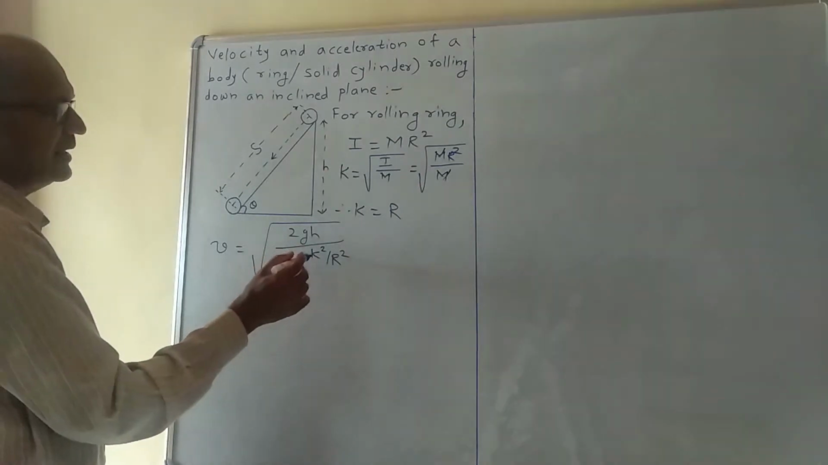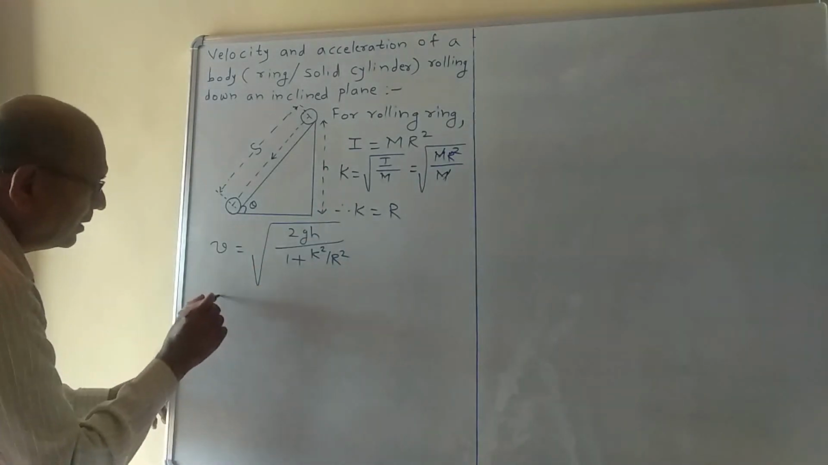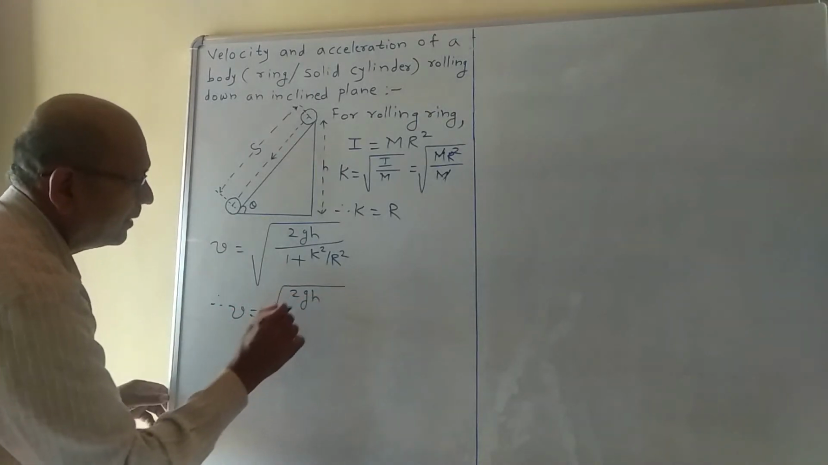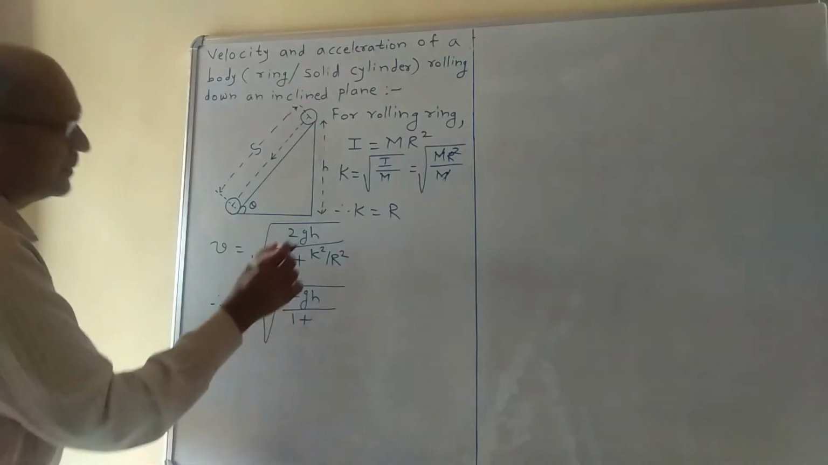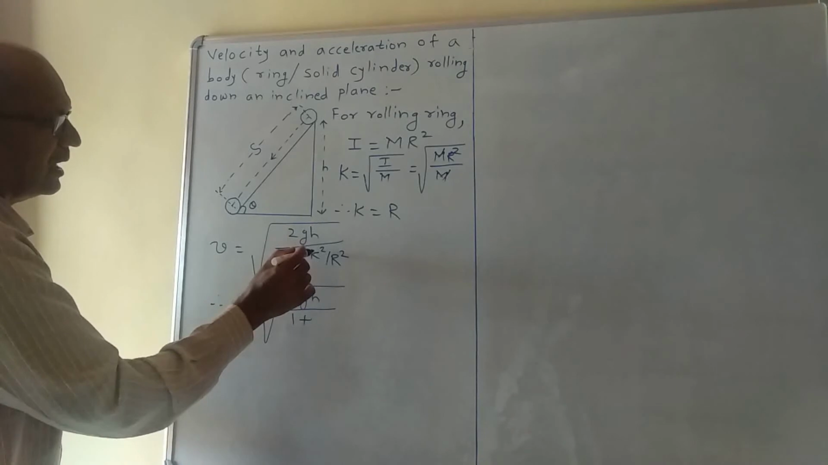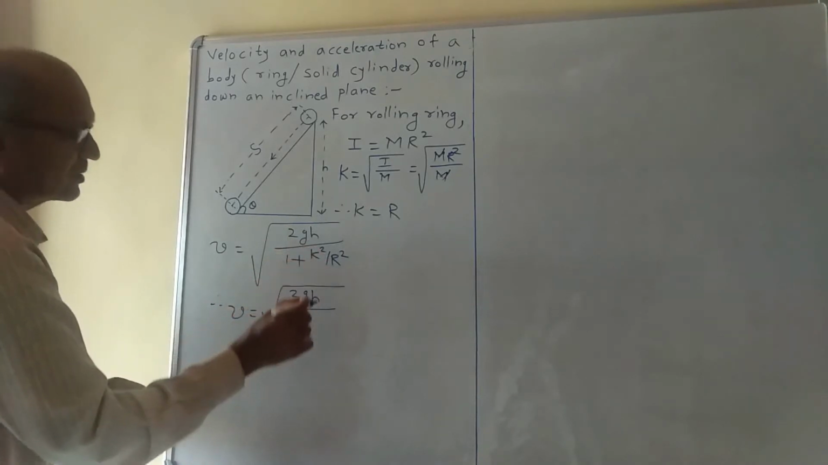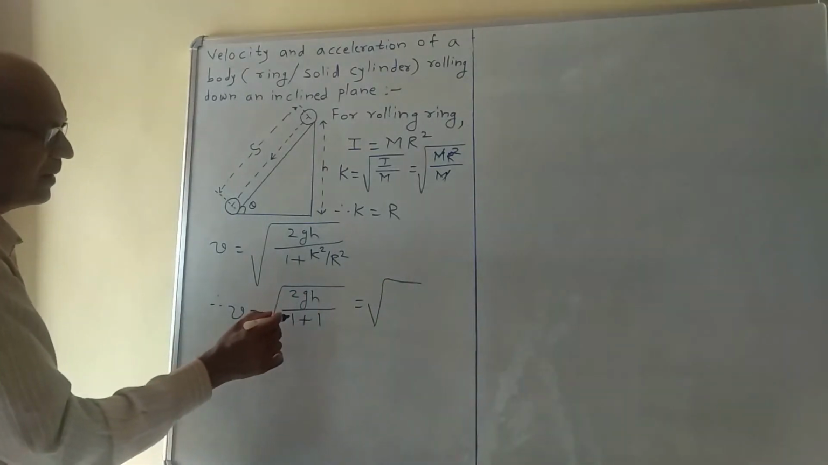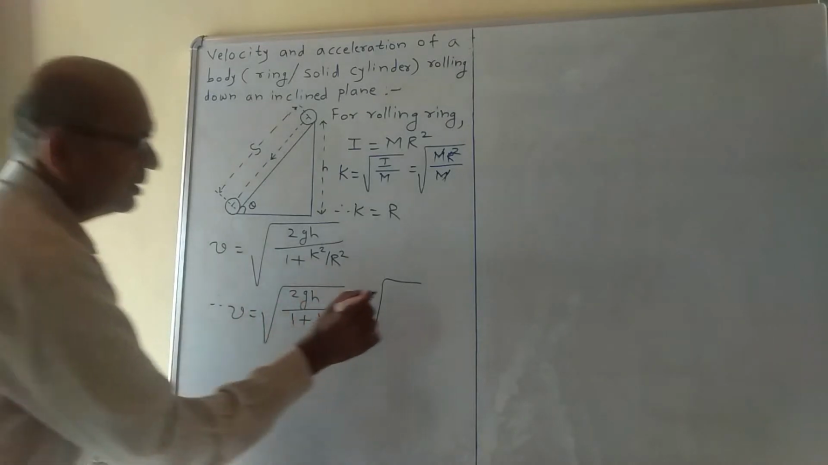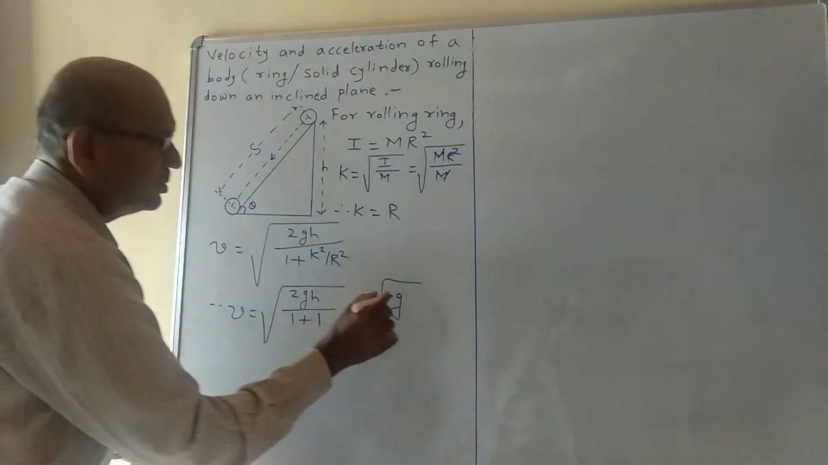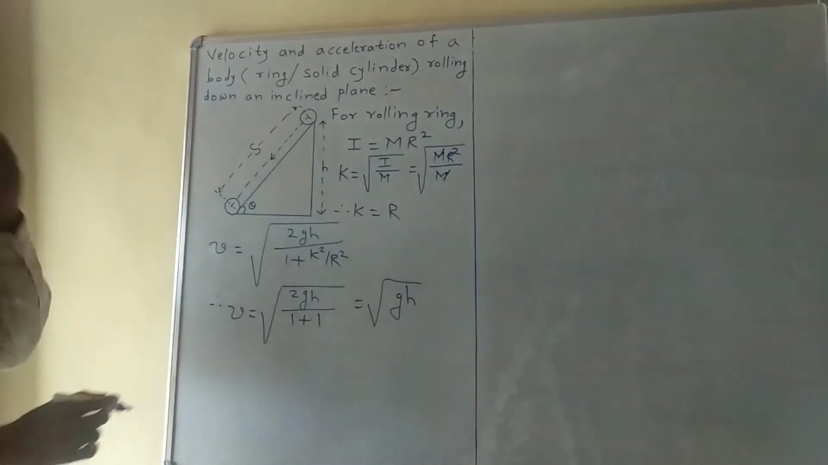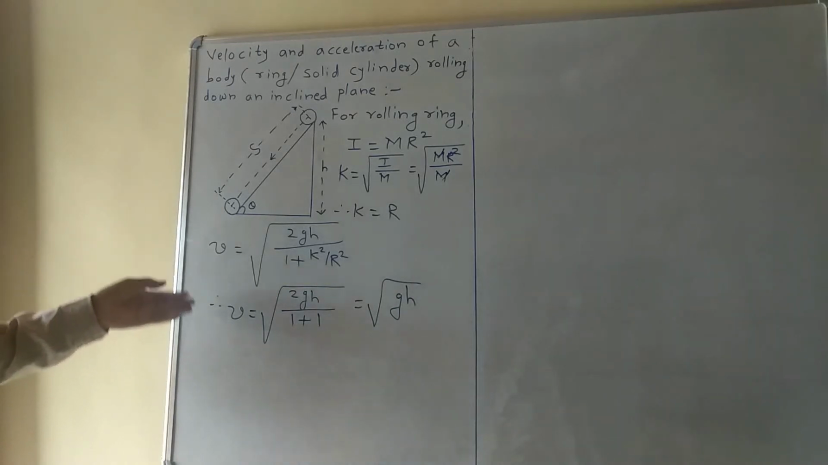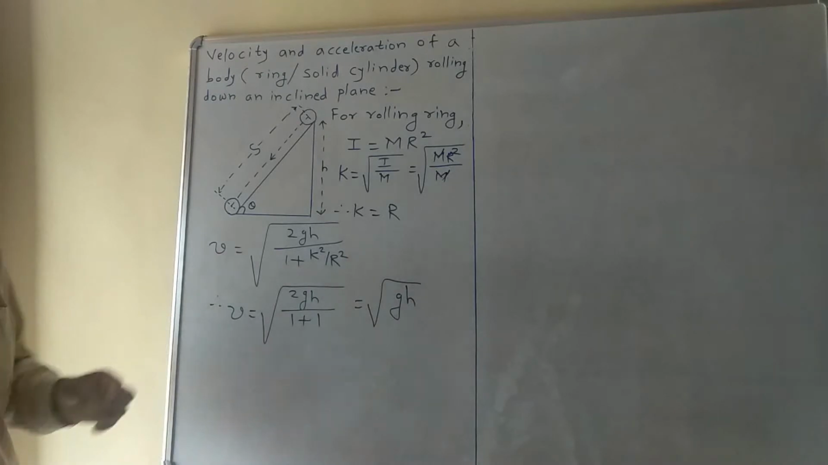Let us substitute the value of k as r. We get v equals under root of 2gh upon 1 plus r square upon r square, that is 1, equals under root of 2gh upon 1 plus 1, 2 cancel out, and equals under root gh. Thus, the linear velocity of a rolling ring is v equals under root gh.